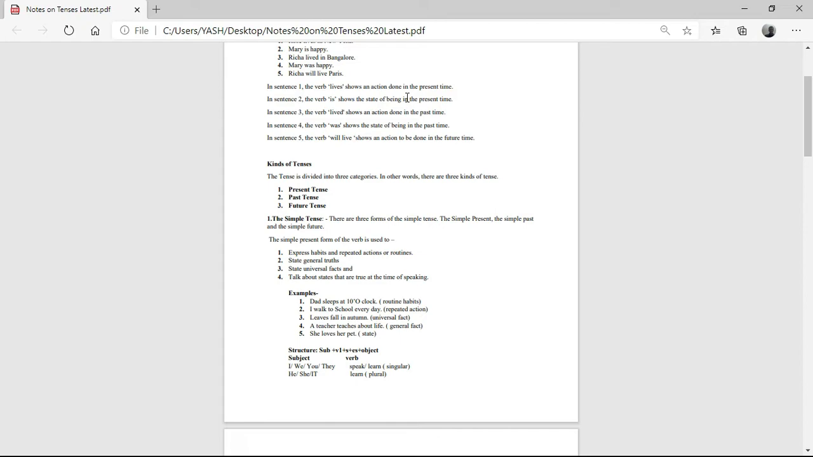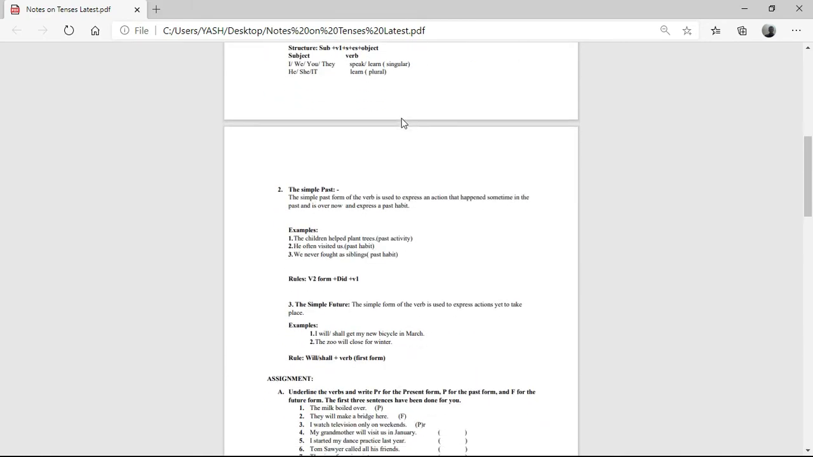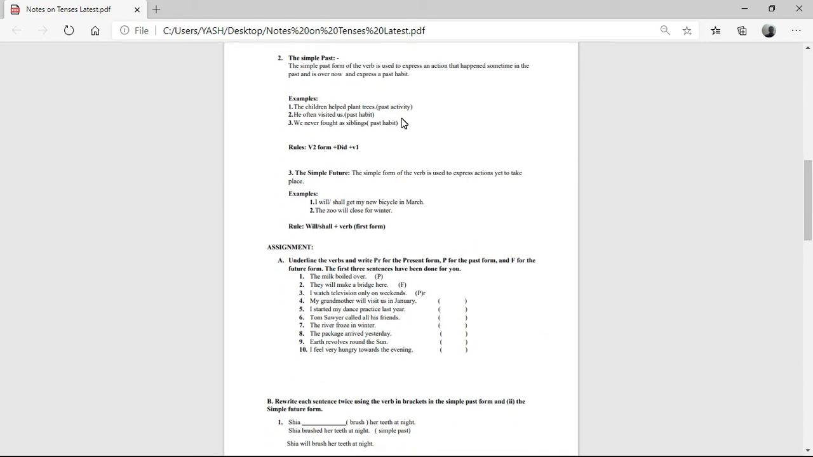First one is present tense. Present tense means the time we are living at the time of speaking. Past tense, the time which we already lived. And future tense, whatever will happen in the future. So now in this chapter, we are taking only two forms, that is simple and continuous tense. There are three forms of the simple tense: the simple present, the simple past, and the simple future.